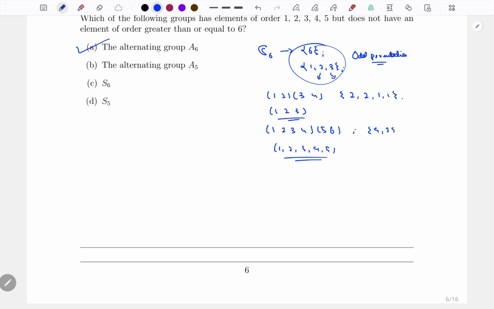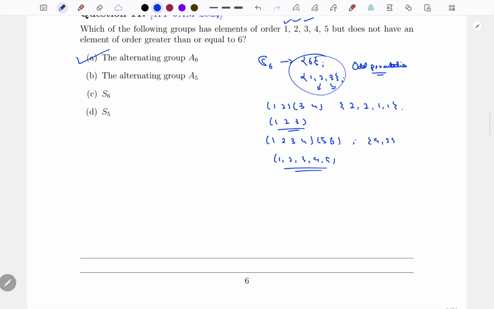So this was an observation kind of problem, and you can actually check that in B, C and D you will either not get elements of all possible orders as provided, or you will get an element of order 6. For example, in S6 you will obviously get an element of order 6, which is the 6 cycle. In S5 you will also get an element of order 6, which is the product of the cycles, let's say 1 2 and 3 4 5. A 2 cycle and a 3 cycle will give the LCM to be 6. Check for the alternating group of 5 as well. I hope it won't be an issue.